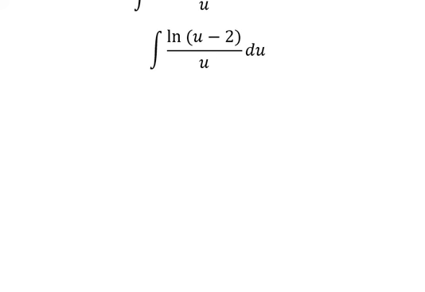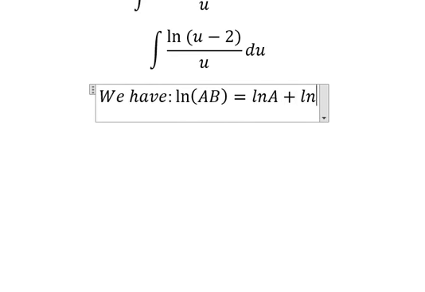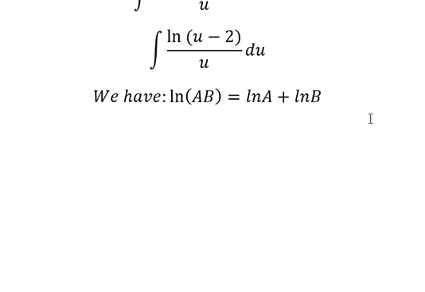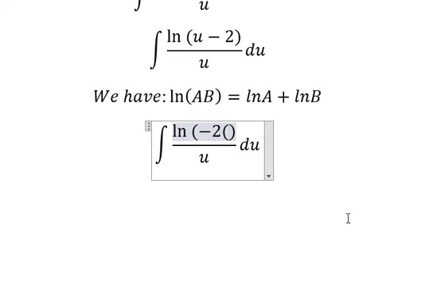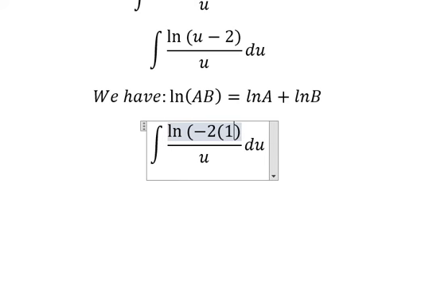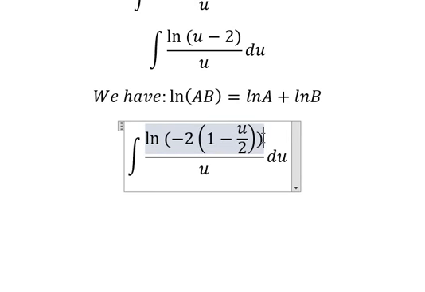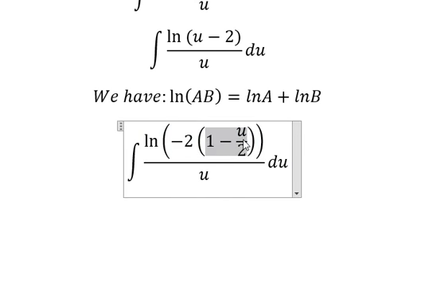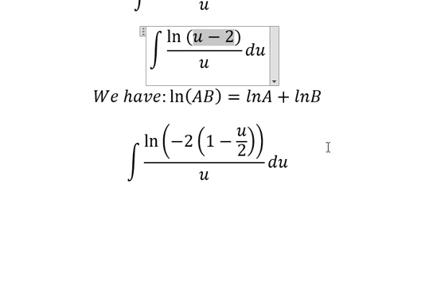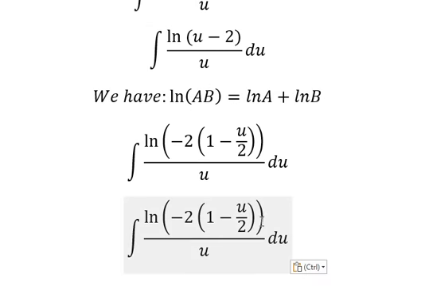Next, we have the formula in here: ln AB equals ln A plus ln B. So for this one, I will put in negative 2, and we have 1 minus u over 2. Because negative 2 multiplied by 1 minus u over 2, you get this one. Now we apply this formula in here, and that should be like this.